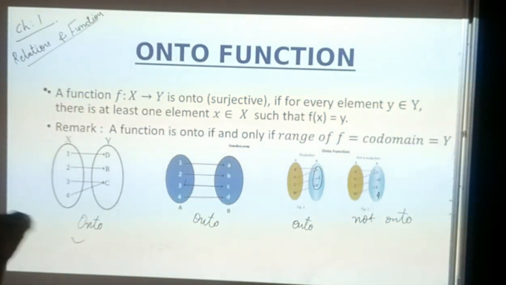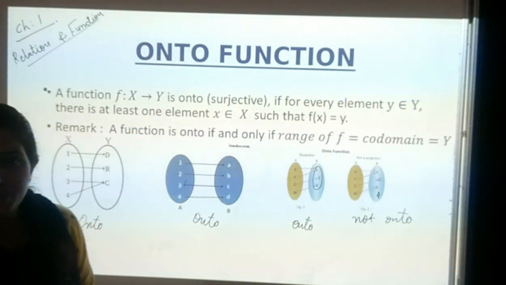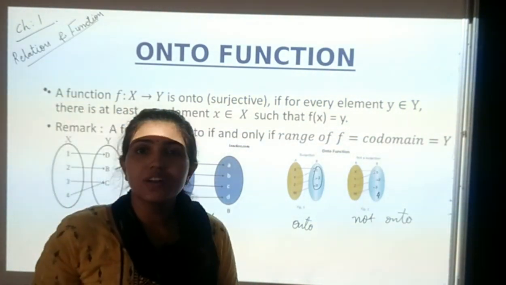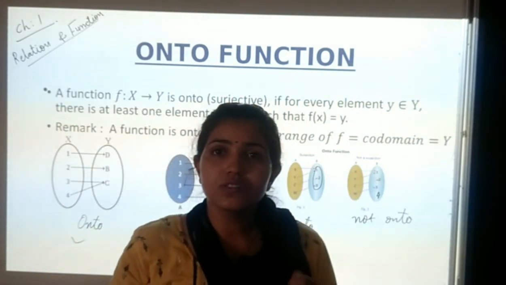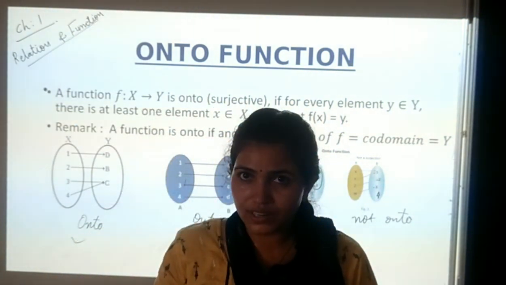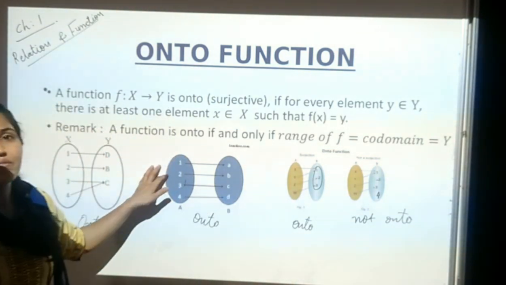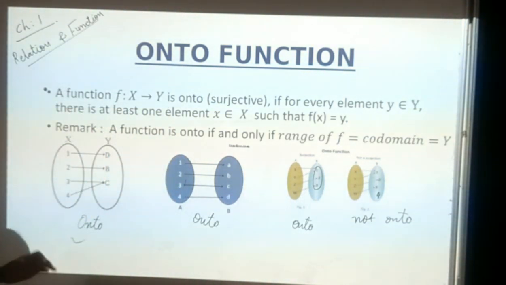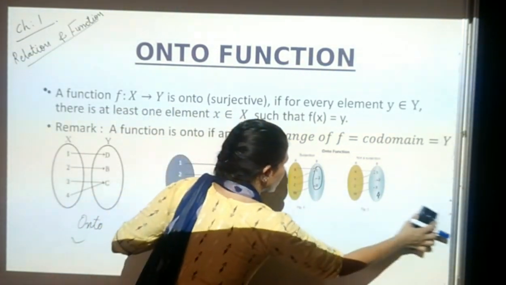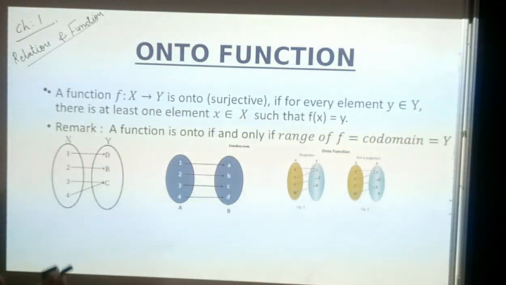Remember, student, this is one of the very important topics of this chapter. 1-1 and onto function. This is not only because of your study related to class 12, but when you go further, this concept will be useful to you. So remember the 1-1 and the onto function. That means injective and surjective.